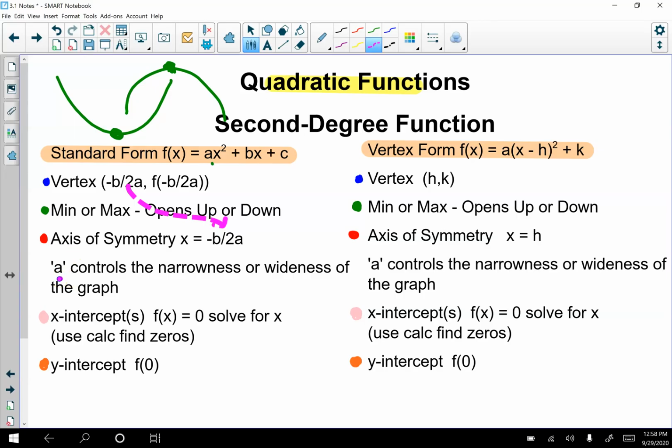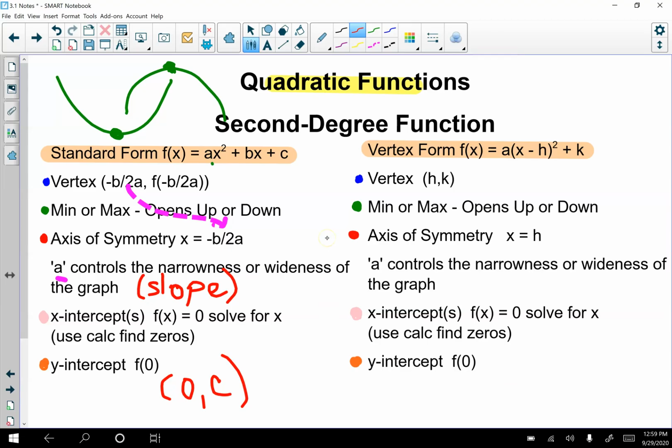And again, a controls the narrowness and the wideness of the graph. So if it is a 2, I kind of treat it like a slope in a way. And we'll do a problem so you'll be able to see this a little bit better. The x-intercepts are where this f of x is 0. And we're going to use our calculator to find the zeros instead of factoring. Normally you'd have to factor this. And then the y-intercept is when x is 0, whatever the y is, which ends up to be the c, because when x is 0, the y ends up to be the c.